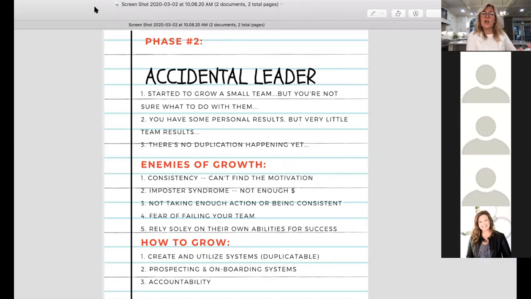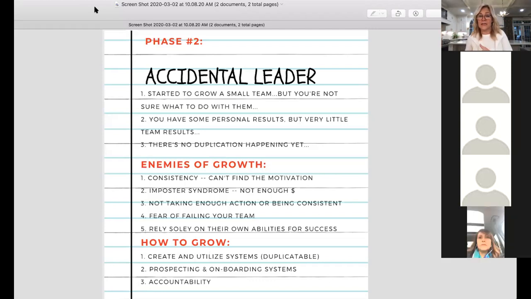Actually, it's 5 levels. If you've not taken the test and you don't know where you are, I'm going to encourage you to go take the test so you see where you land. Here's how you can identify which phase you're in, 1 through 5. And then what are the enemies at that particular phase of leadership, and how do we overcome them? Today we're going to talk about the accidental leader. It's phase number 2, and here's how you identify whether you're in this phase.